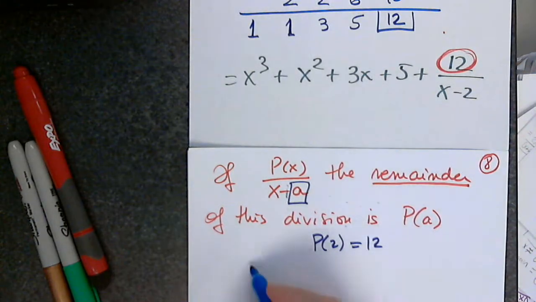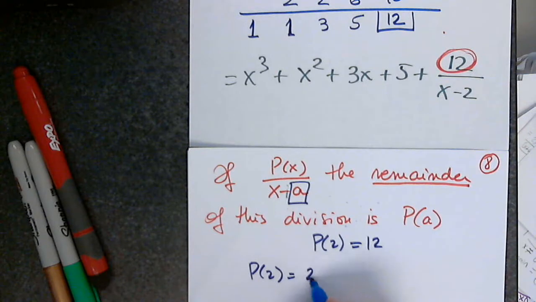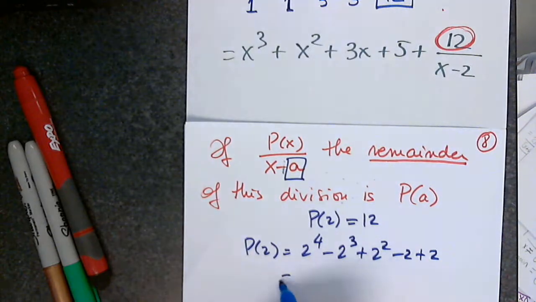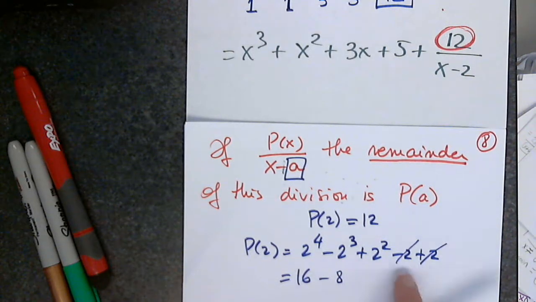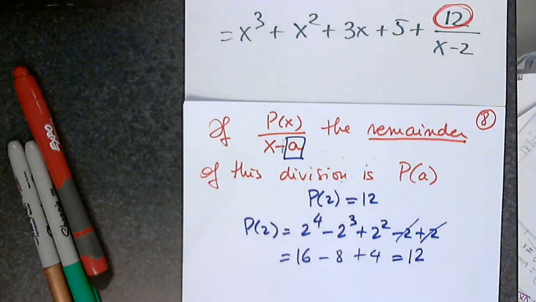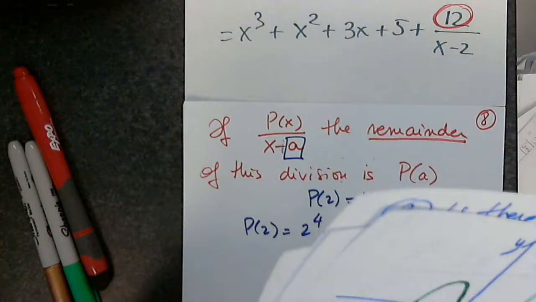So P of 2 is 2 to the 4th minus 2 to the 3rd plus 2 squared minus 2 plus 2. 2 to the 4th is 16, 2 to the 3rd is 8, these 2 go away, and plus 4. 16 plus 4 is 20, 20 minus 8 is 12. This will always be the case. Always.